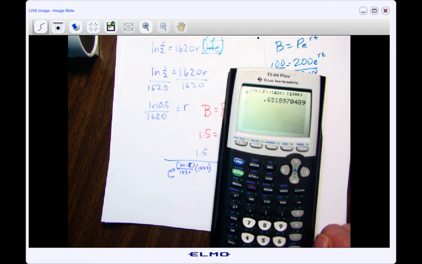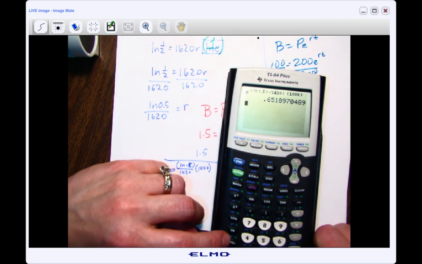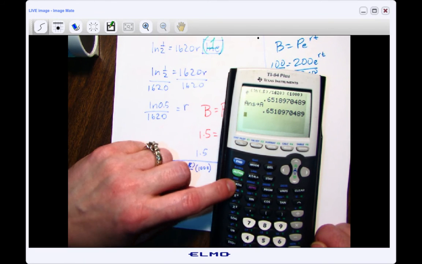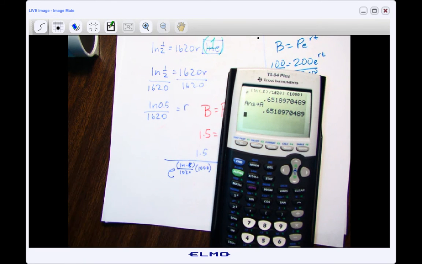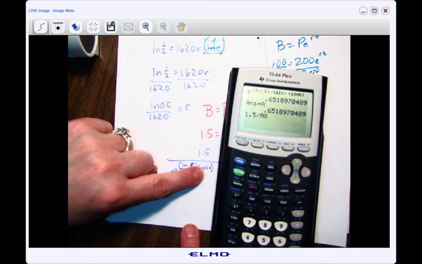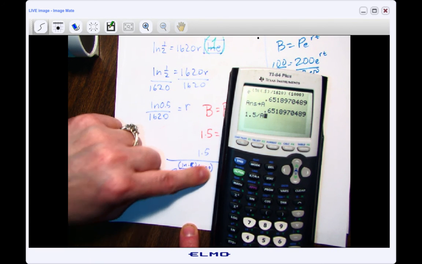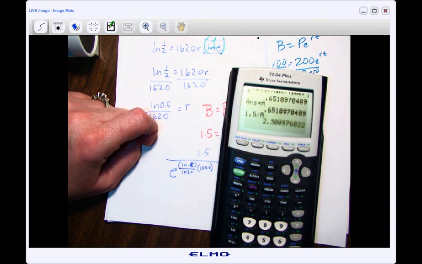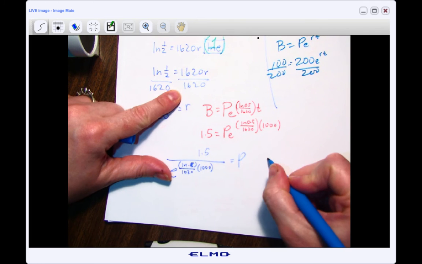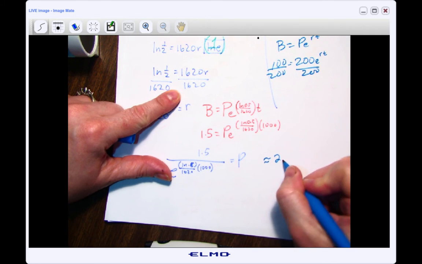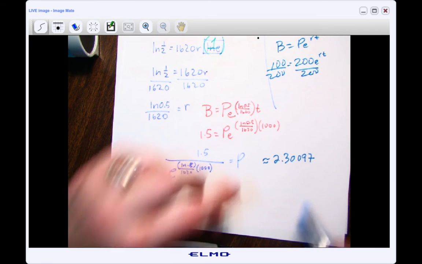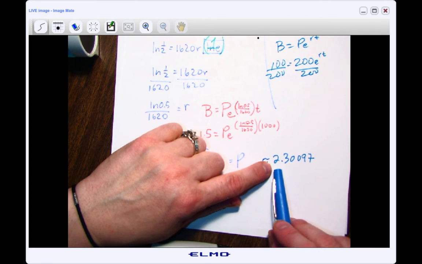and hit enter. Now I'm just going to store that with my store button, and I'm going to store it as just A. I usually pick A because A is the one that's right there. And then we're going to do 1.5 divided by A, because A represents this whole bottom piece. I just saved A as that and hit enter. And this gives me 2.30097. So it's saying my original amount was 2.3 grams.